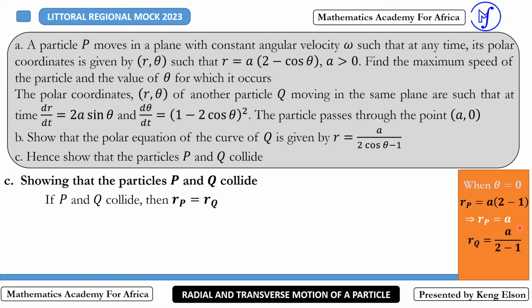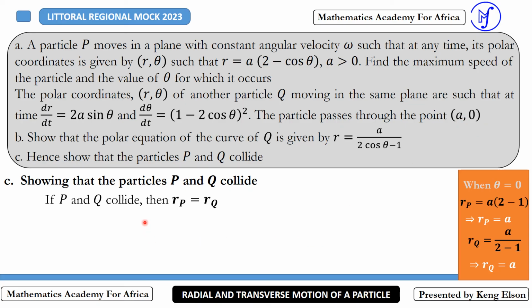What about r_Q? When theta is 0, our r_Q, as we found previously, is A over 2 cos 0 minus 1. In fact, we have seen that when theta is equal to 0, r_Q is equal to A if we simplify correctly. So we have A over 2 minus 1, which is A. So this already tells us that these particles actually collide, and they collide at a point A, 0, meaning when theta is equal to 0, our r is equal to A. But let us show it.